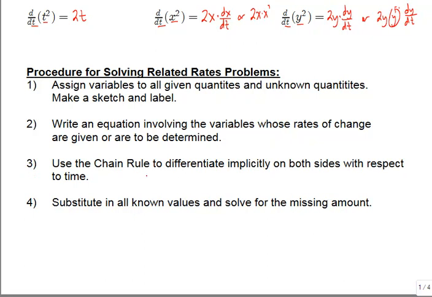Number 3, use the chain rule to differentiate implicitly on both sides with respect to time using what we just talked about above. If you're taking the derivative of any x term, you want to multiply that by a dx/dt or an x prime. And if you take the derivative of any y terms, you're going to multiply it by a dy/dt or a y prime. Finally, number 4, substitute in all known values and solve for the missing amount. You don't want to substitute in any values until the very last step.